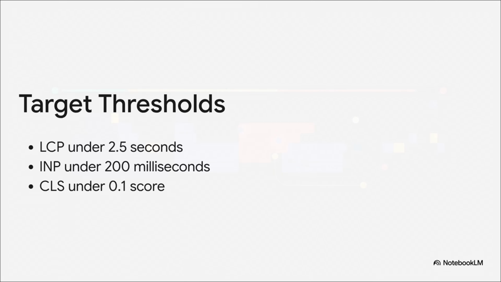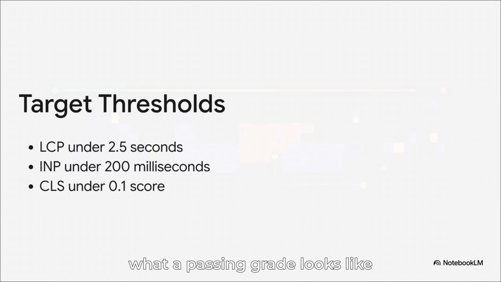As support engineers, you absolutely need to know what a passing grade looks like to validate these user complaints. For largest contentful paint, or LCP, we want that happening in under 2.5 seconds. For interaction to next paint, or INP, which measures how snappy the page feels when you click or tap, we need that under 200 milliseconds. And cumulative layout shift, or CLS, which measures that super annoying visual jumping, needs a score of under 0.1. If your trace is showing numbers higher than these thresholds, you've just successfully verified the user's complaint with hard data.